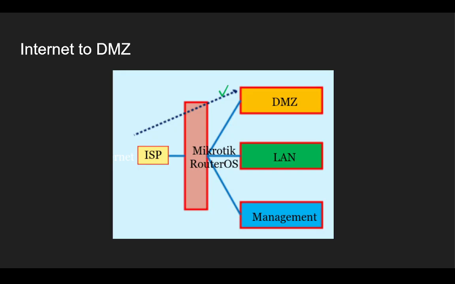Not in the reverse direction. There are cases where servers have to access the public internet, but in most cases it isn't recommended that the DMZ have a connection to the public internet. In this case, we have to allow the direction from the public internet to the DMZ.